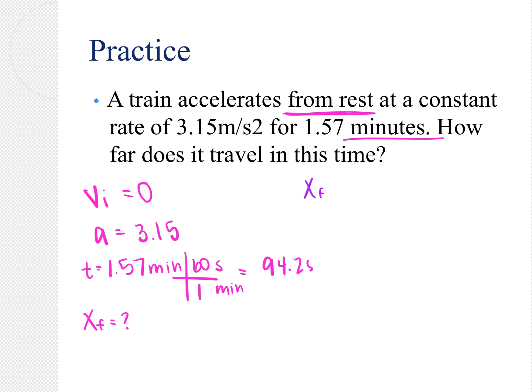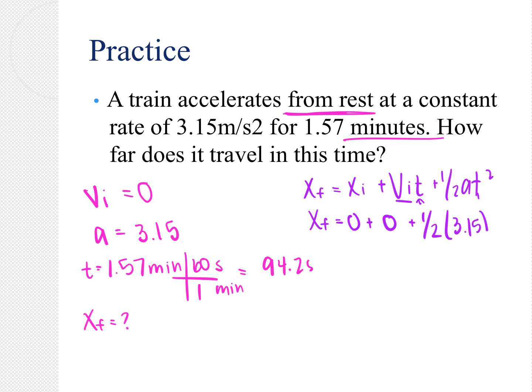And it says X final is equal to X initial plus VI times time plus 1/2 AT squared. And so X final is what we're solving for, so it's going to stay. What do we know X initial is always equal to? Zero, right? And in this problem, VI is equal to zero. So VI times anything would be what? Zero, right? So it could still get dropped. 1/2 times A times 94.2 squared. Okay, so do you guys already plug that into your calculator? I'm behind. Do we get a pretty big number here?